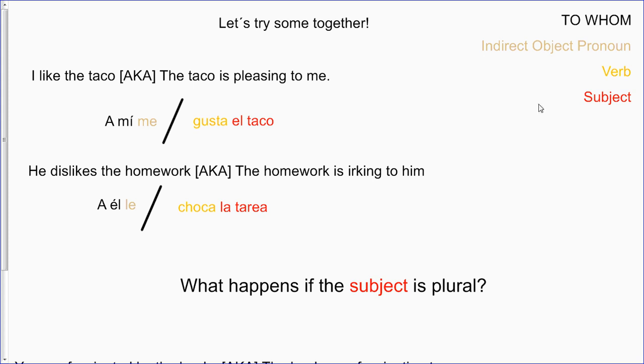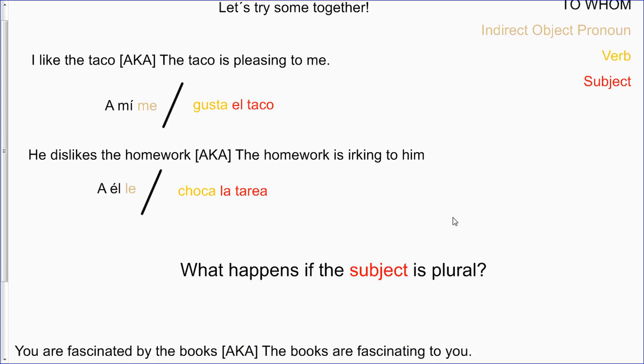But sometimes this subject, which, see, I put the subject in red here, so el taco or la tarea, could become plural. This could be tacos, this could be tareas. If that happens, we need to change our verb, because remember, subjects and verbs need to match. So here's an example of what it might look like when it's plural. Our sentence we're going to work with is, you are fascinated by the books. The books are fascinating to you.